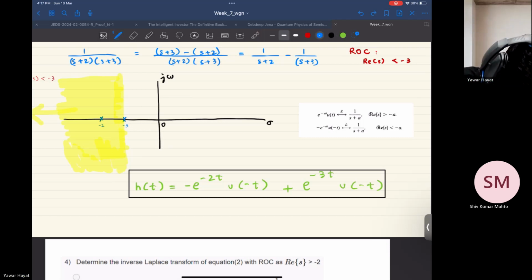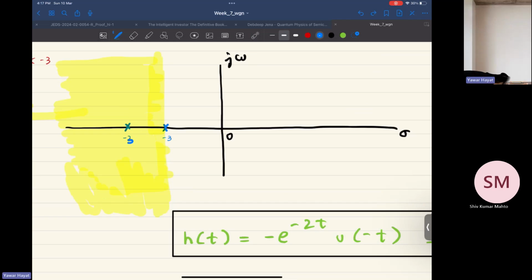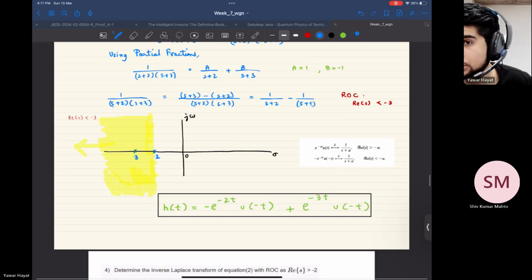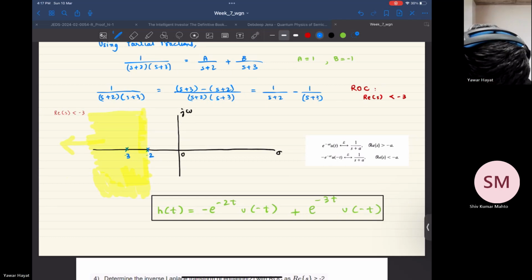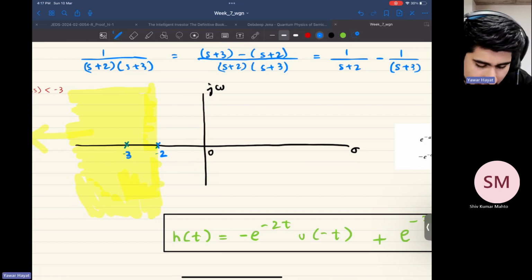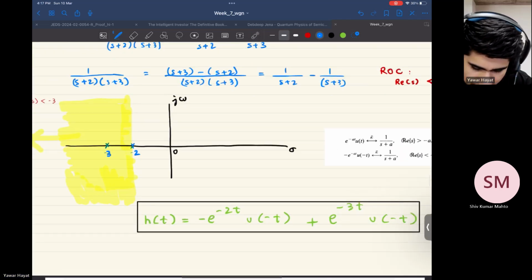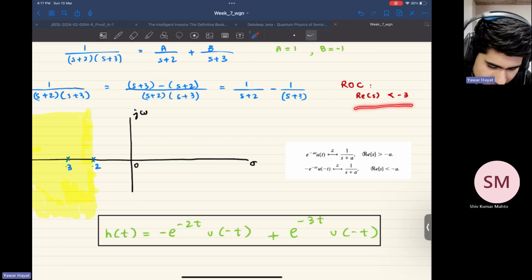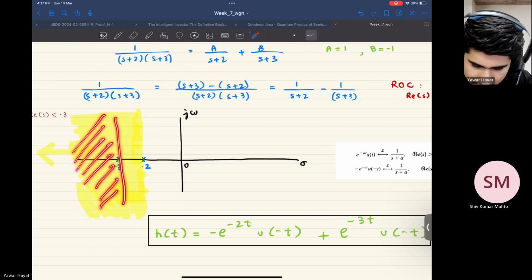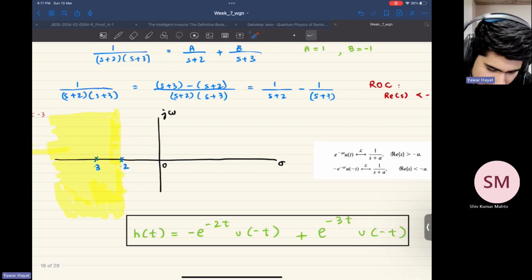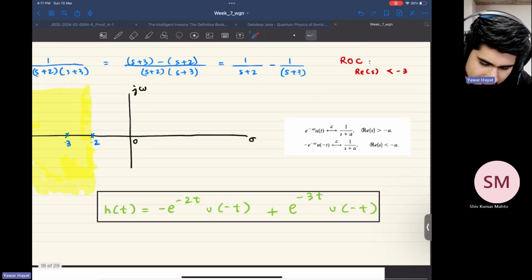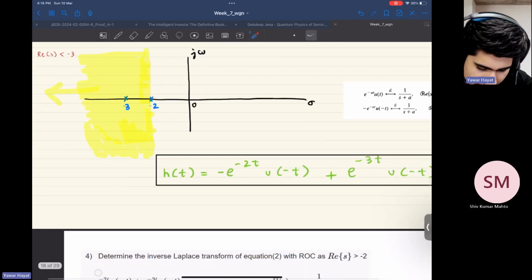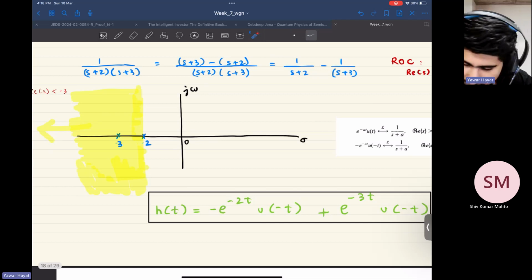Sorry, this was minus 3. This was minus 2. And nobody objected to this. Somebody should have pointed it out when I swapped the numbers. Anyway, the result would still be the same for this question, right? Real part of s being less than minus 3. For the minus 2 pole, it would still be less than this, to the left of this pole. So I'll still have this result hold good. But what about the case when I have my ROC which is greater than minus 2?